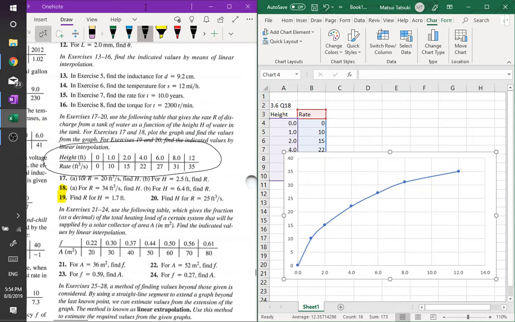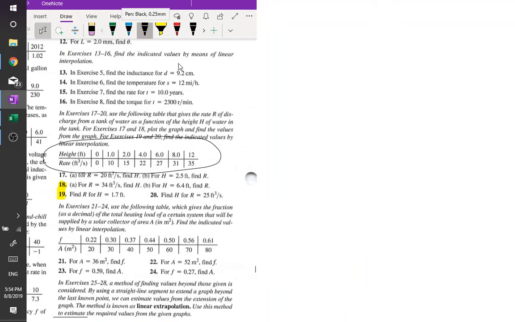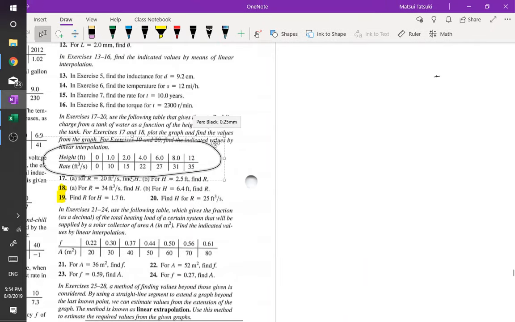Question 19 is solved differently, using linear interpolation. So I want to show you how. Find the indicated value by linear interpolation. So find r. R is the y coordinate. Find the y when h, the x coordinate, is 1.7. 1.7 is between 1.0 and 2.0, somewhere between here.